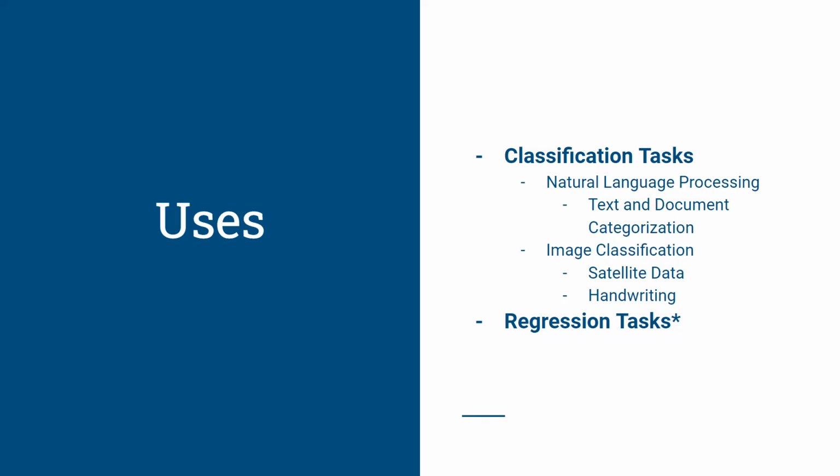Another thing this is often used for is image classification. Compare that to a convolutional neural network. A lot of the time we're able to classify satellite data or handwriting based off of just the shape of the data. This is high dimension, and we're able to do classification after transformations. And then also regression, but with a bit of an asterisk, and we'll talk about that in a moment.